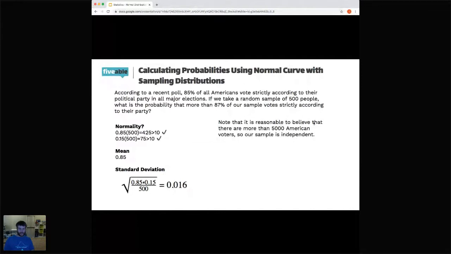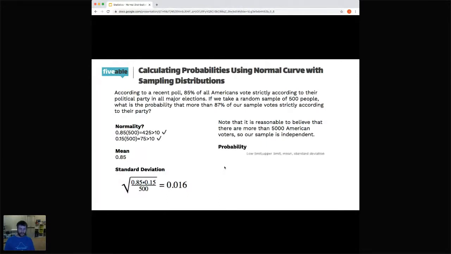Note that it is reasonable to believe that there are more than 5,000 American voters, so our sample is independent. That independence check ties in with the standard deviation. The normal check ties in with the normal CDF. So you see where those checks for inference, those conditions, tie into different parts of the problem. Standard deviation requires independence. Normal check, normal CDF, anything normal, calculating that p-value we're going to get to, ties in with that normality. And then random: if you don't have a random sample, then you could just ask the people who are going to go against what you're trying to prove. So random sample really is the crux of everything.